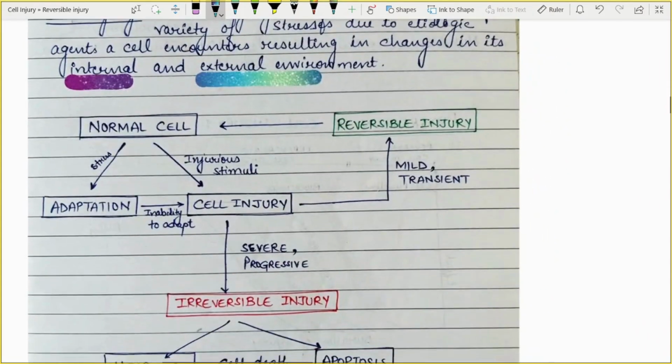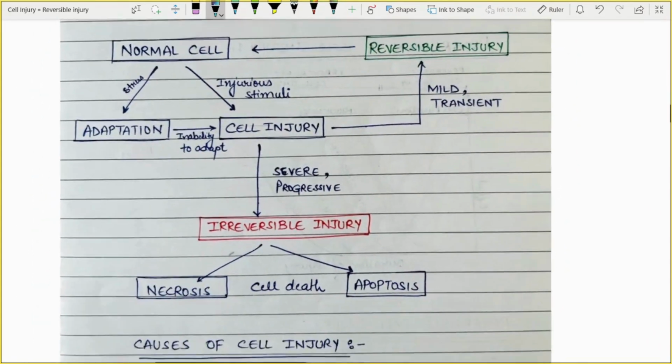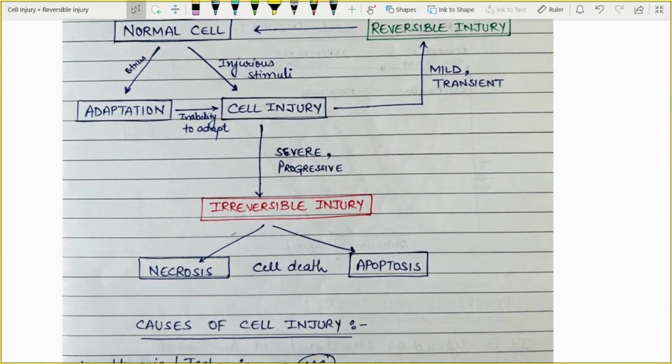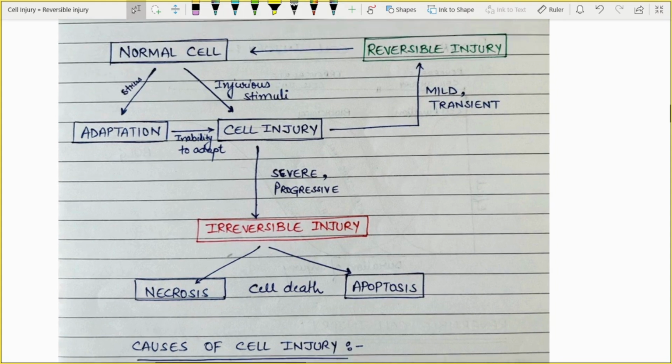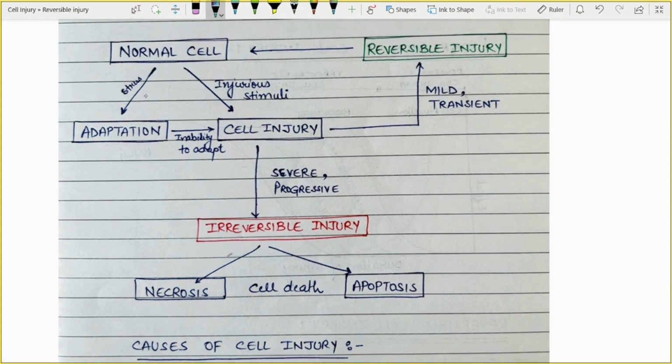Then, this is the flow chart showing how the reversible and irreversible cell injury occur. When a normal cell is exposed to stress, it will lead to adaptation in the cell. And when the cell is unable to adapt, it will lead to cell injury. Or when the normal cell is exposed to certain injurious stimuli directly, that will lead to cell injury.